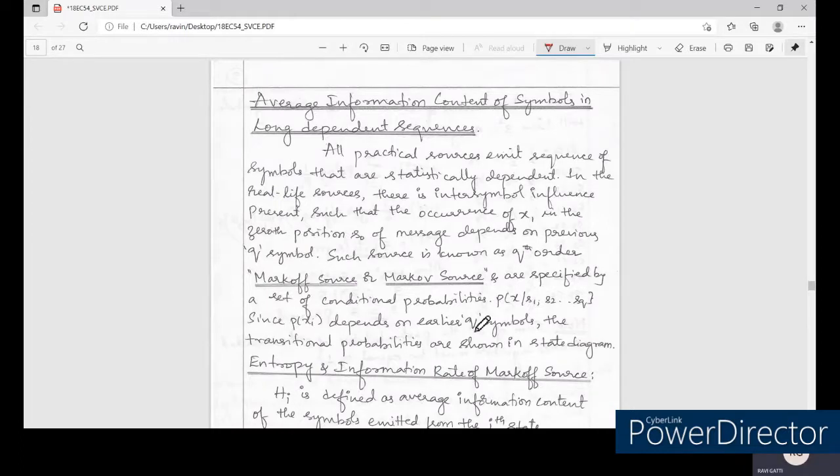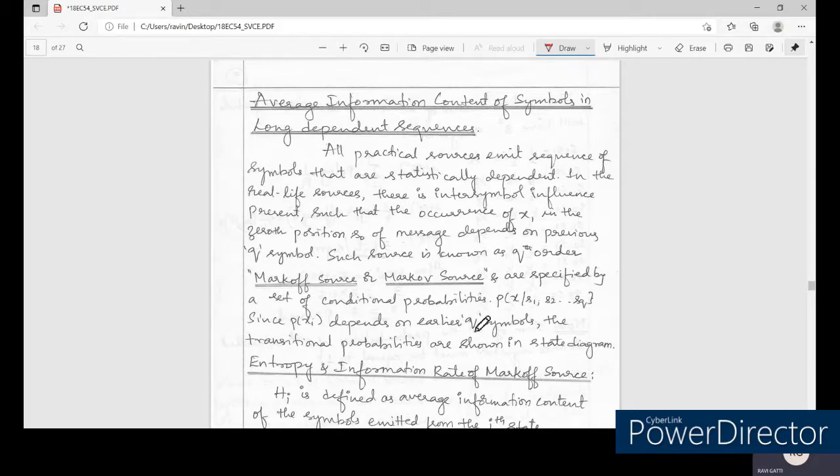So far, whatever we have studied about the entropy of the given source was for a memoryless source. That means if a source emits a symbol, it does not depend upon the previous symbol that has been emitted. But practically, this is not possible. All the symbols emitted from the source are dependent on others to some extent.